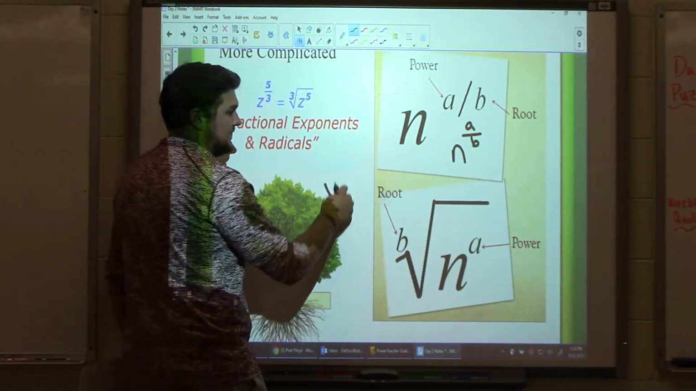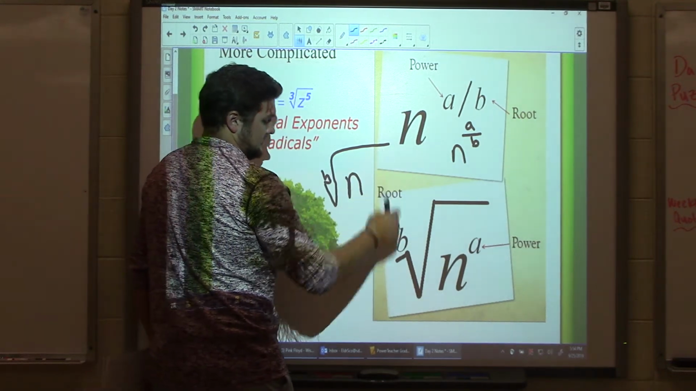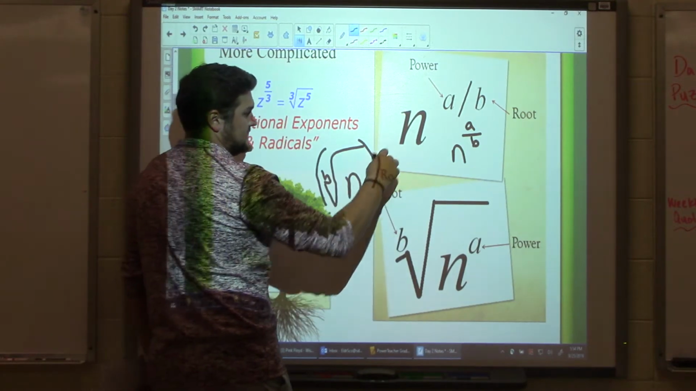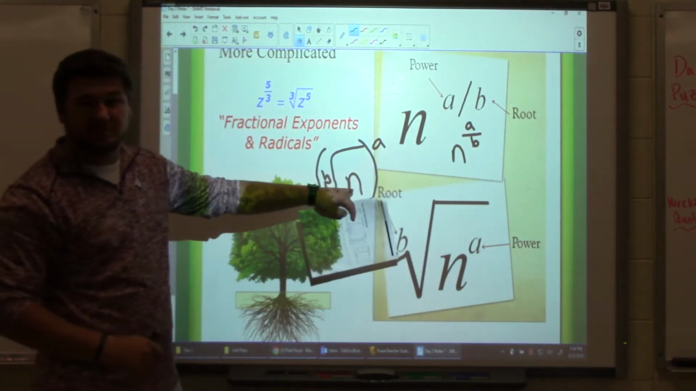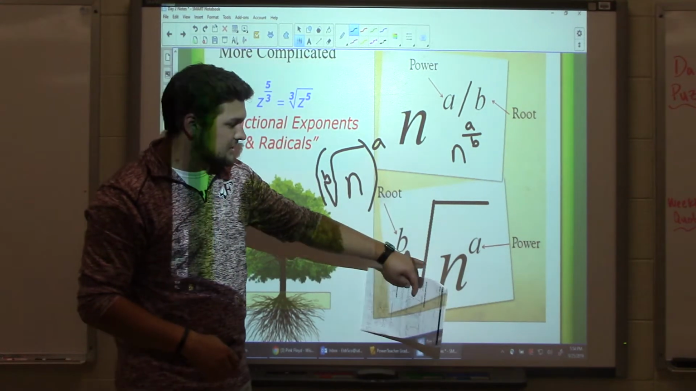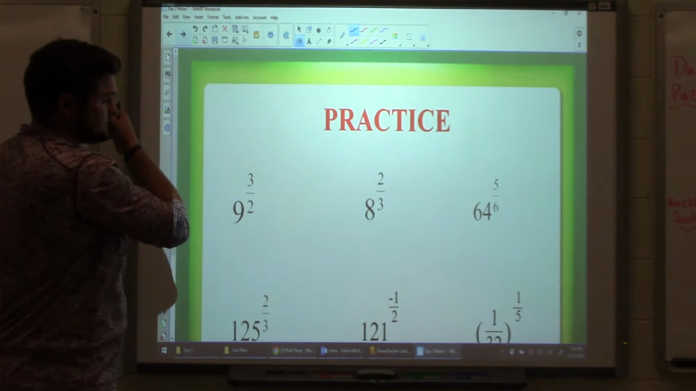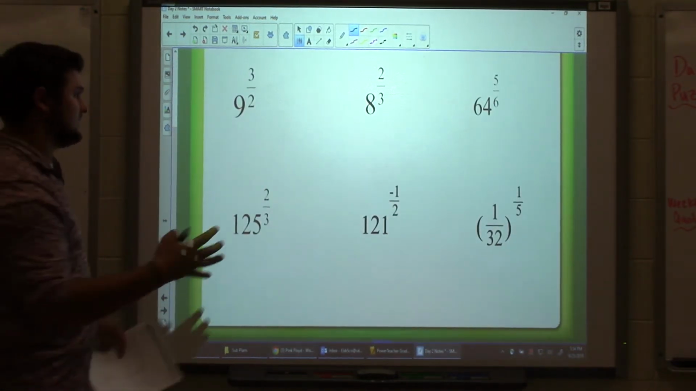You could also write it as the b root of n, get rid of that, all in parentheses to the a power. Either one of these works, and we're going to see this way is actually a little bit easier with some of the problems. Most of the time I'll do it this way, but sometimes it's easier that way. So, let's practice it. First one, 9 to the 3/2 power.